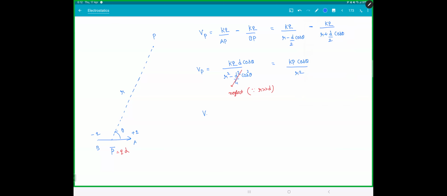So the potential due to a dipole at a point P is given by Kp cos theta by R square. I'll write this in the next page in a more usable form. You can write it down. Then how do you find the field? Now remember, I taught you the field is dV by dr, but that is only in one direction.